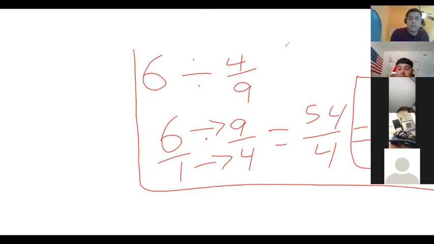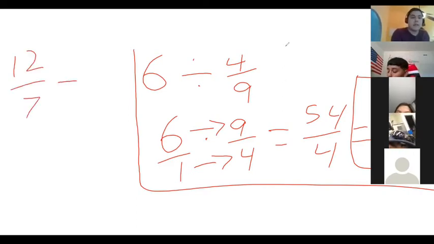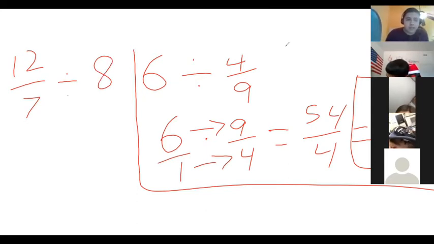Okay, so now let's look at it the other way. 12 over 7 divided by 8. This is another problem. The last example, I think, actually.